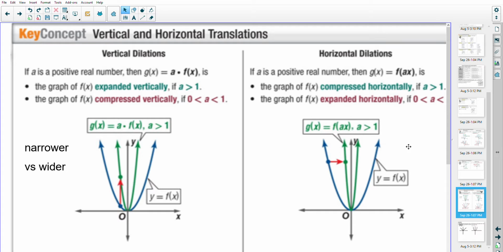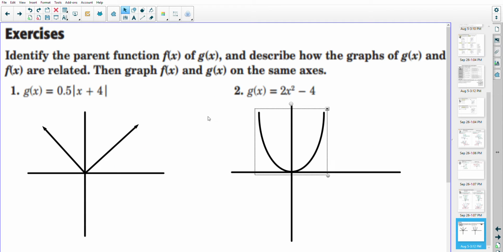On the horizontal dilation, you're multiplying the number by x, and if a is greater than 1, that means you're going to move through the x's quicker, which means this graph is now going to become narrower. If it was between 0 and 1, then the graph would be wider because it's going to move through your x's slower. I want to take a look at some general graphs of what this looks like and what's happening to the parent functions.